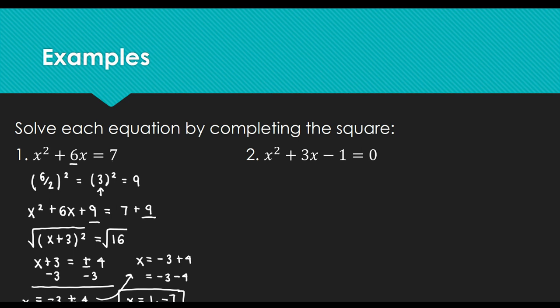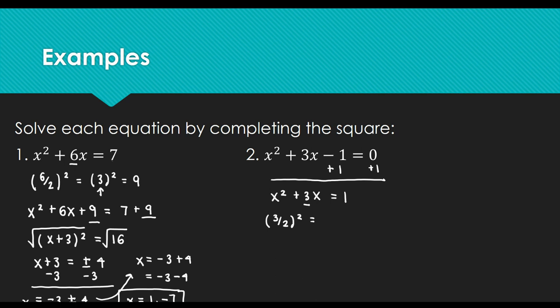In the next one, x squared plus 3x minus 1 equals 0. This time it's in general form, but like I said, I don't want it in general form. If I want to complete the square, I'm going to move that constant over to the other side. And so now I have x squared plus 3x equals 1, and this is the form that I want in order to start completing the square. So we take the number that's in front of the x, divide it by 2, and square it.